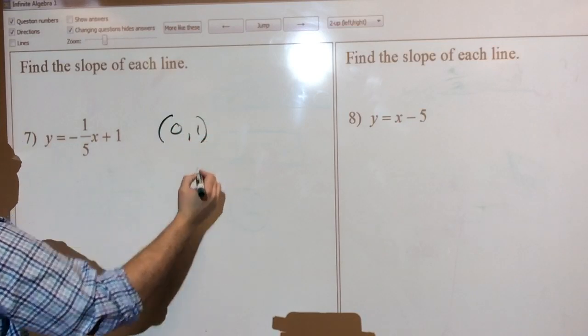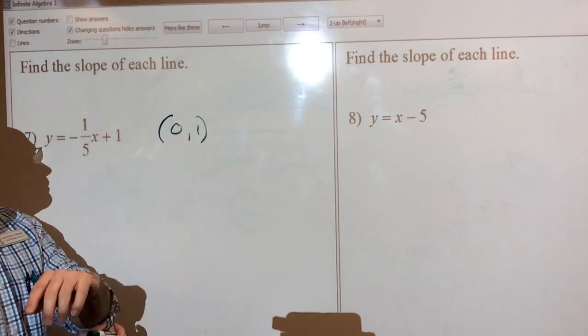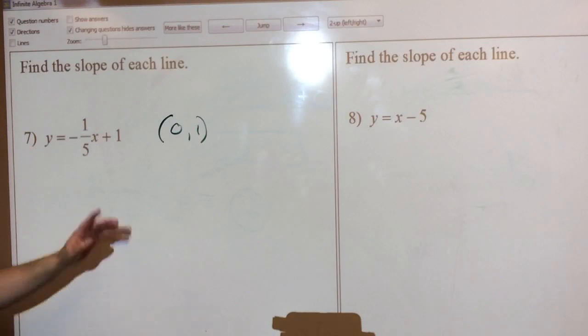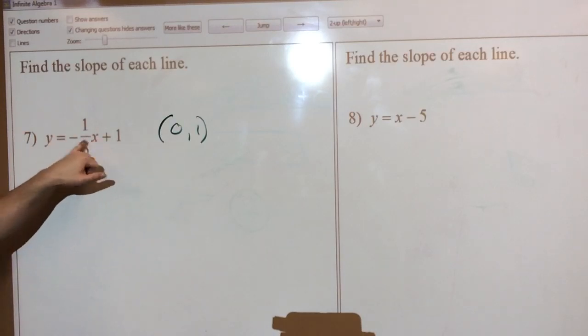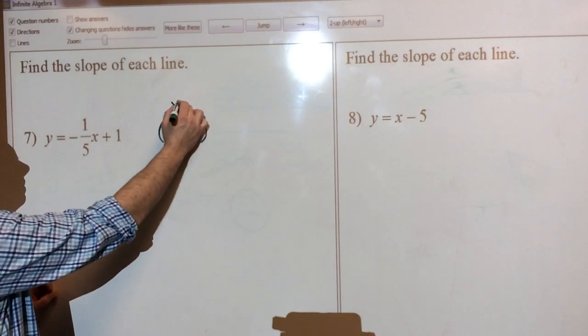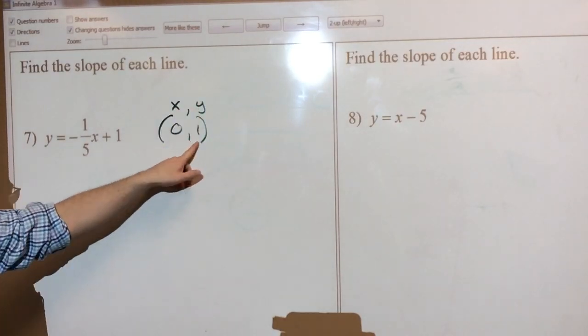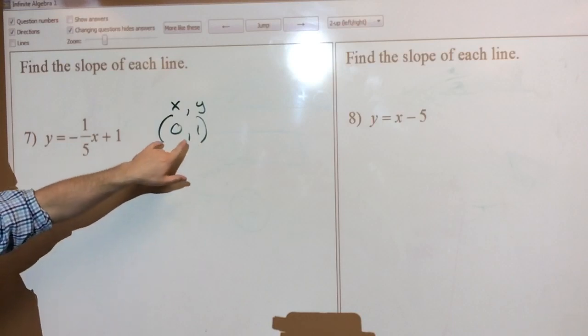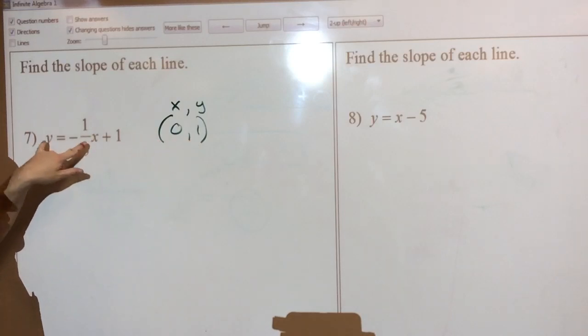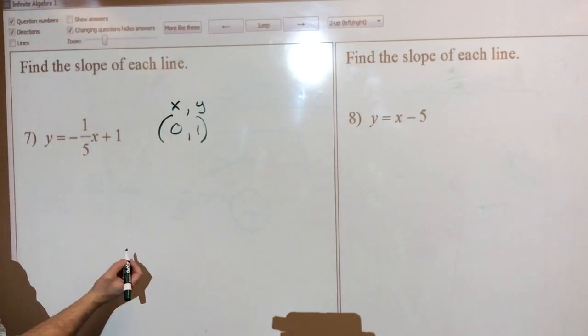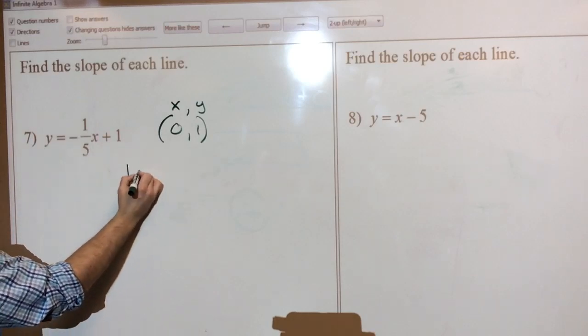0, comma 1. And I ask you, is that point on this line? Well, you're going to find out by plugging in the values that are here. So we know that the first number in an ordered pair is the x value. Then the second number in the ordered pair is the y value. So I'm just going to substitute these numbers in for these two variables and see if this makes a true statement. So y turns into 1.